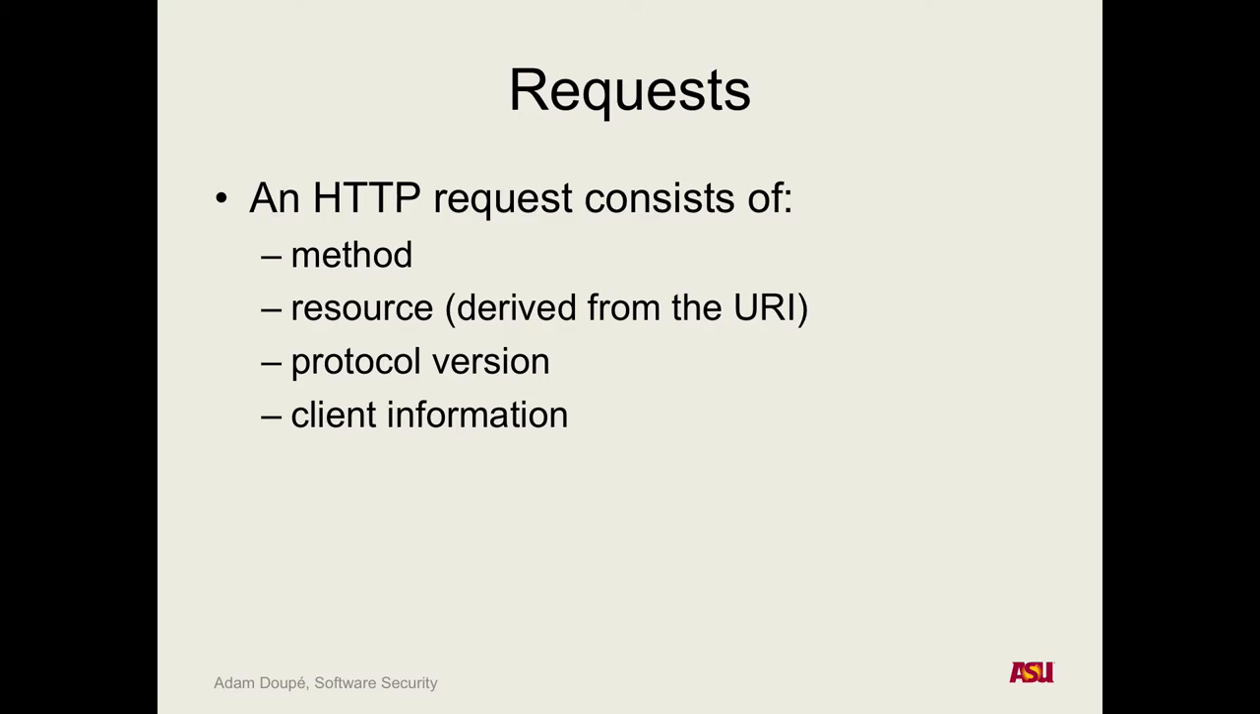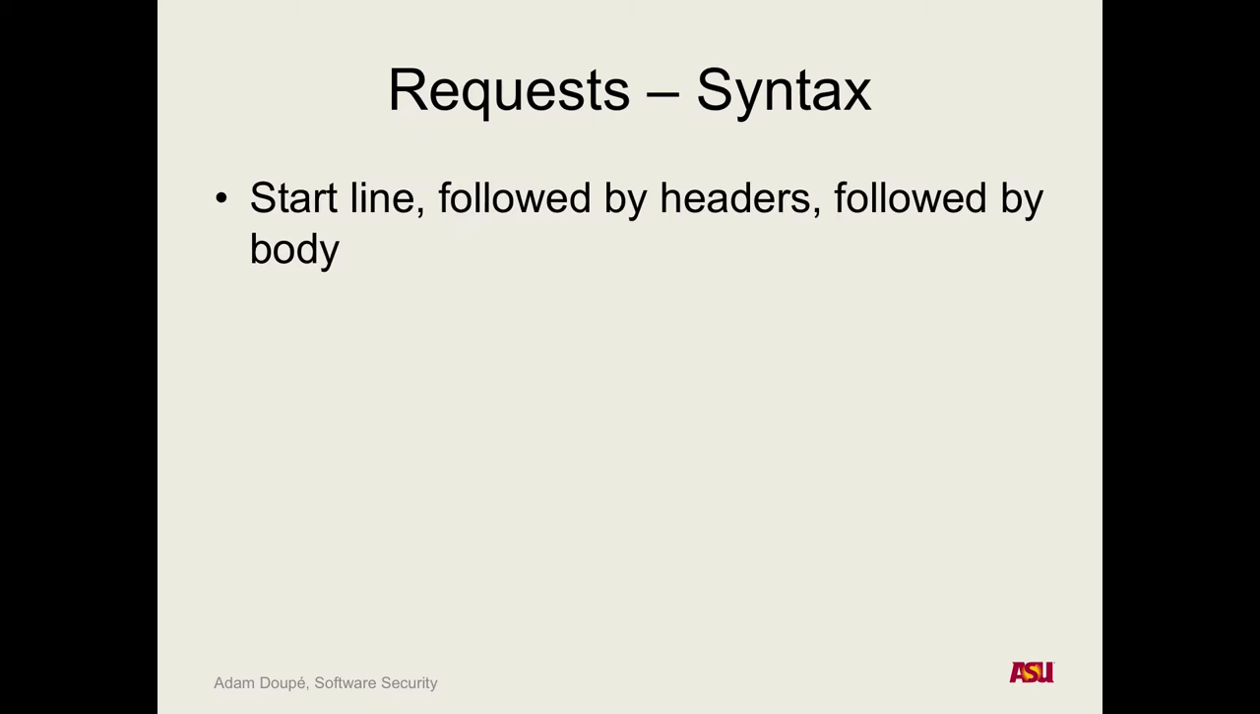Client information: usually the client will offer up some information in the headers about itself. Who is making this request? What does the server know always from the request? The source IP address and the source port. Because it's receiving a TCP connection, it always has that information. Some bodies are always sent as payload.